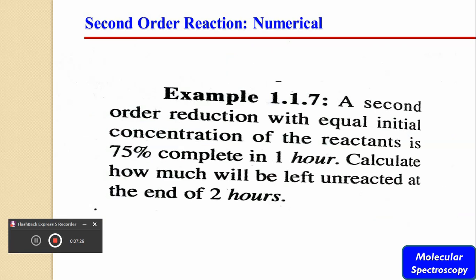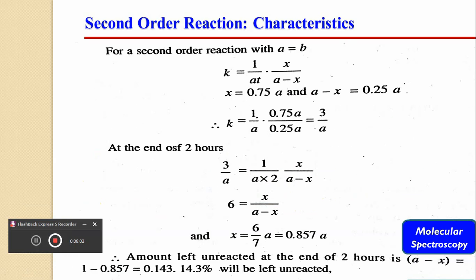Based upon the second order reaction, again we can discuss some numericals here. The second order reaction with equal initial concentration of the reactant is 75% completed in 1 hour. Then calculate how much will be left unreacted at the end of 2 hours. So here 75% of the reaction is completed in 1 hour, then how much will be left unreacted after 2 hours? What things are given here and what things are to be calculated, that is necessary to understand.